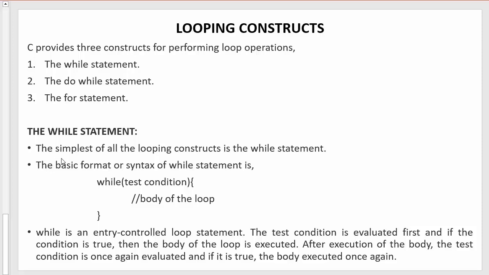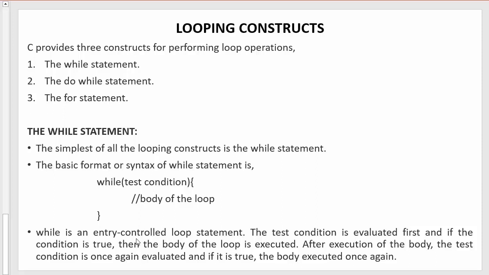The while loop is the simplest of all the looping constructs. The basic format or syntax of the while statement is written below. As you can see, the while statement starts with the while keyword followed by the condition. This is the test condition. If this condition becomes true, then the body of the while loop gets executed. There will be some set of statements here, and these statements only get executed when the test condition becomes true. While is an entry controlled loop statement.